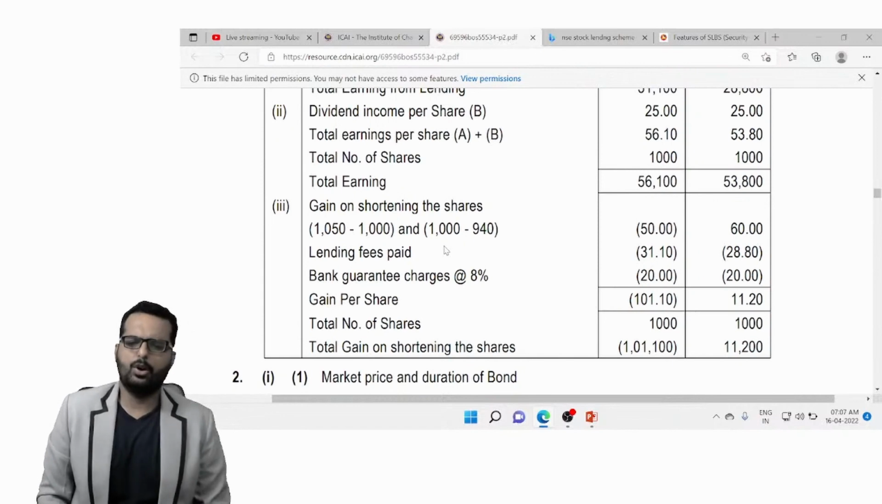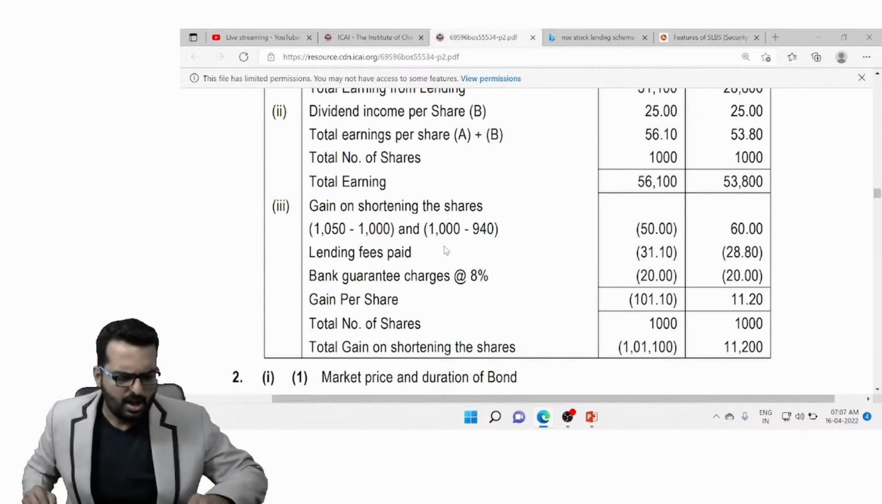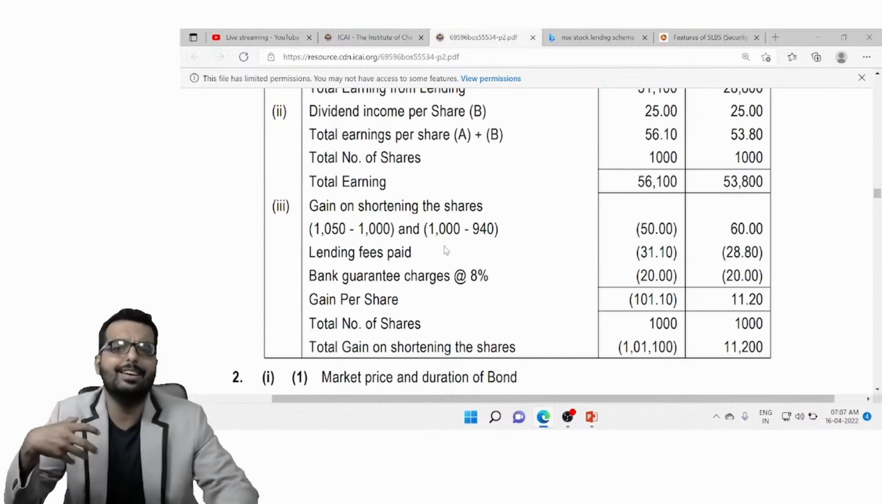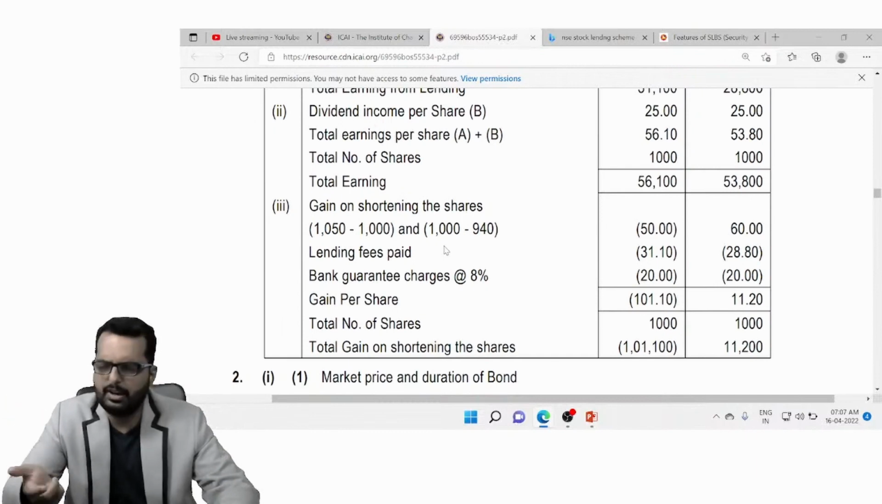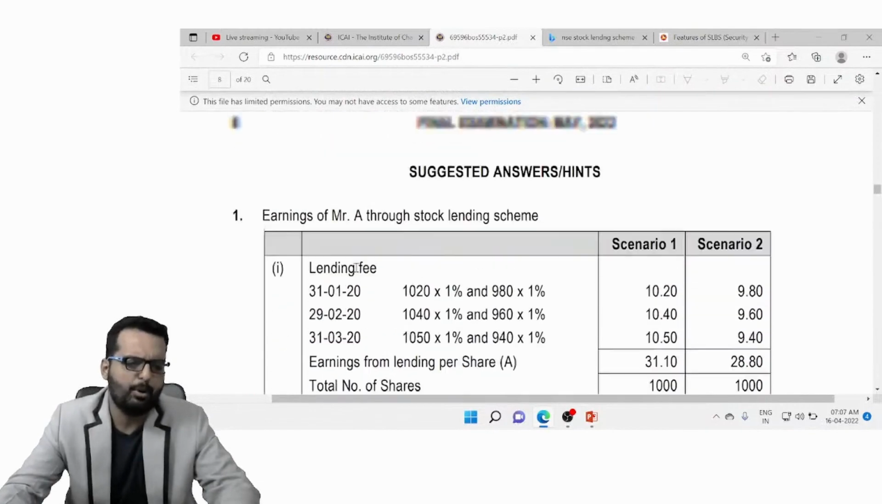Fine. I believe you are all done with this part, friends. So we are done with stock lending scheme. RTP May 22. This is a little tricky question. Till now, in your entire practice manual, study material, nowhere they have had a question of this form. So if they bring a question like this, there is a very high probability of asking in the examination. So please mark this question as important.